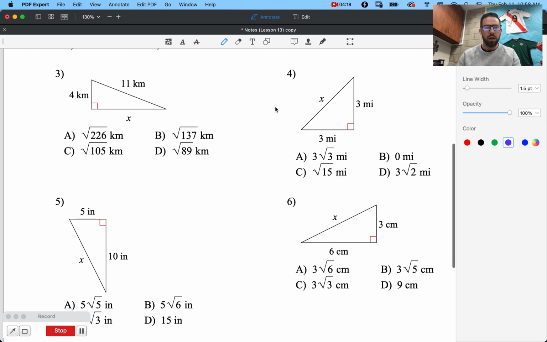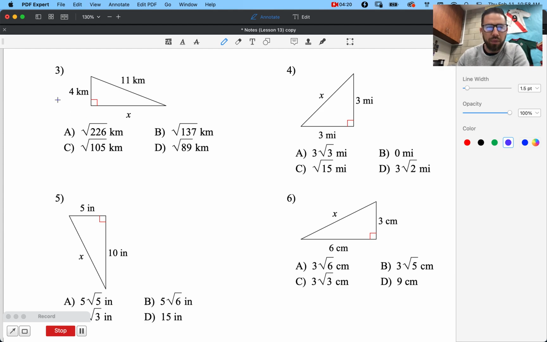Okay, so 3 looks easy. To be honest, I think you can do 3 right now on your own. And I know why you can do 3, because none of these guys down here look like they've been simplified. Okay, so why don't you go ahead and try 3 on your own and see what you get.